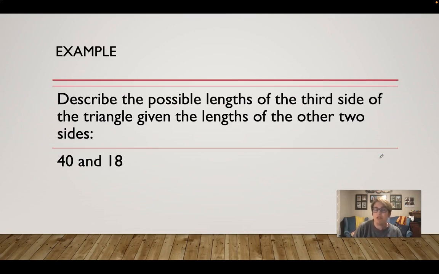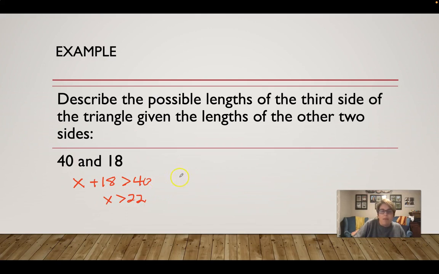What if they just give me 2 and they say, could you find the third side? Well, how do we go about doing that? Because we don't know, are these the longest and the shortest side? Are these the longest and the middle side? Is it the shortest and the middle side? We don't know. So we'll assume that the shortest side is smaller than 18. So that side plus 18 has to be greater than 40. That means that x has to be greater than 22.